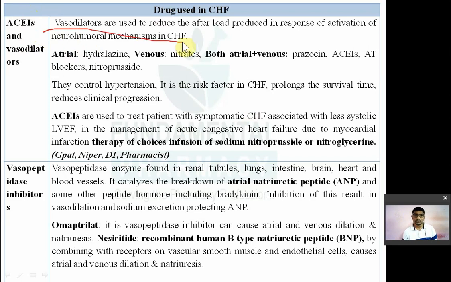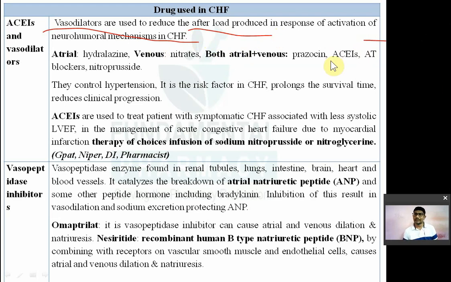So vasodilators means they will dilate the blood vessels. If the blood vessels dilate, then the blood going to the heart will be reduced. So they will reduce the afterload. Vasodilators will reduce the afterload produced in response to activation of the sympathetic system.